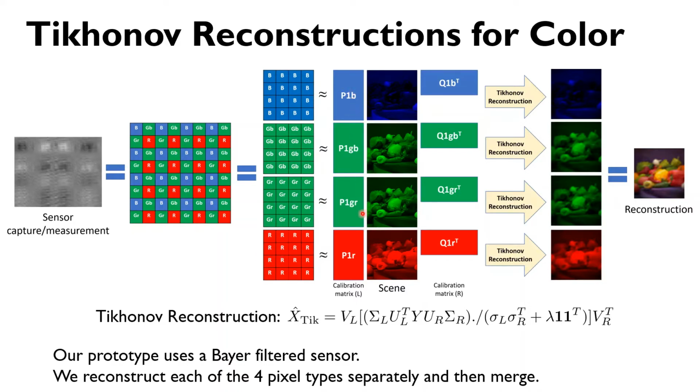We obtain calibration matrices for each pixel type separately. As such, in our Tikhonov reconstruction code, you will find P1B and Q1B, P1GB and Q1GB, P1GR and Q1GR, and P1R and Q1R. To perform color reconstruction, we separate out the four pixel types, perform the Tikhonov reconstruction given by this formula separately on each one, and then put them back together to form an RGB image. For the green channel, we take the average of the two green pixel type reconstructions. This code can be found in the challenge development kit.